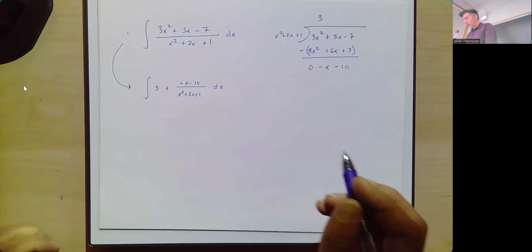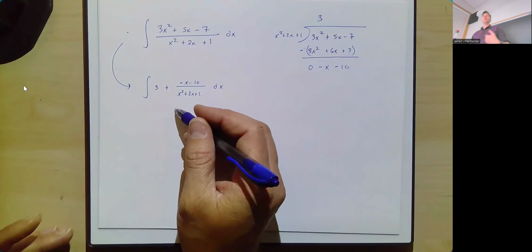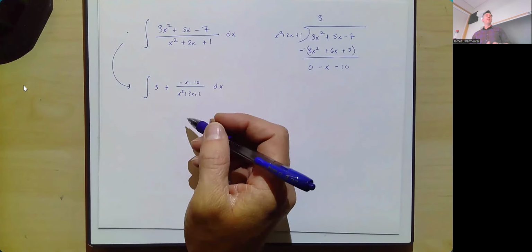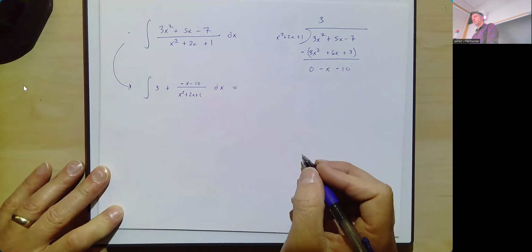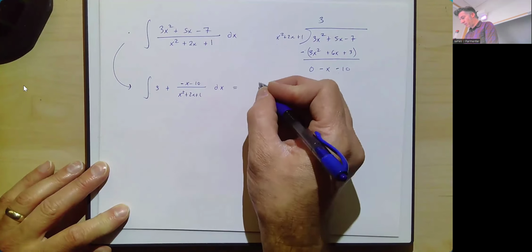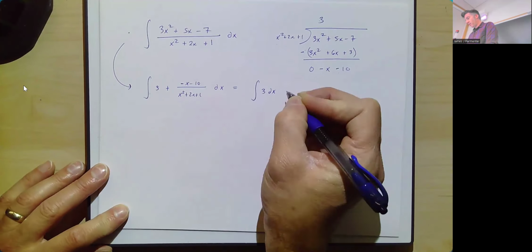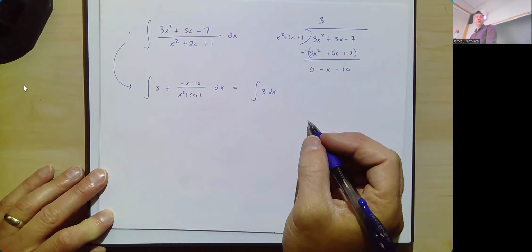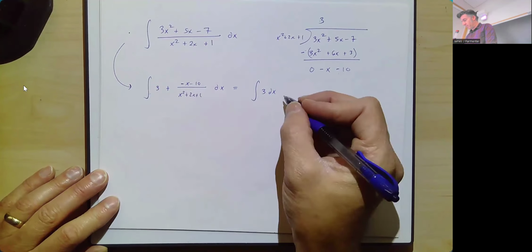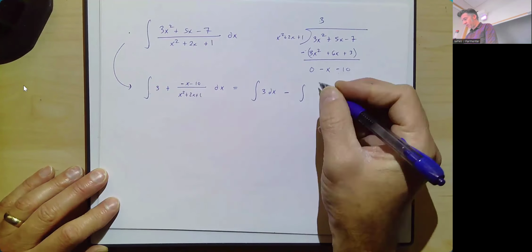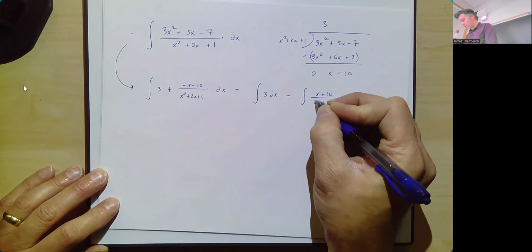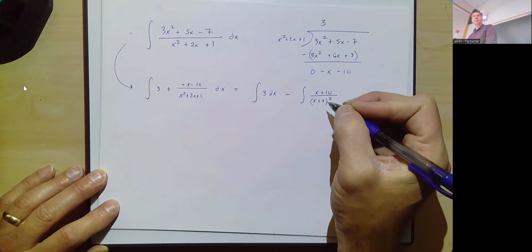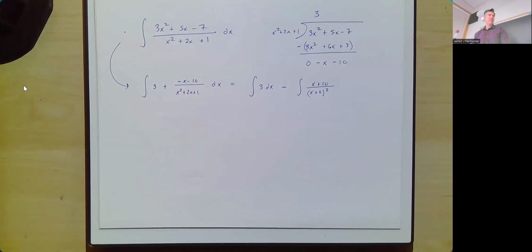So here's what I would say. This problem, we have to recognize that the denominator does factor. So I'm gonna break this up into two integrals. This is the integral of 3, and then I'm gonna factor out a minus 1 from the top and write it as minus the integral of x plus 10 over x plus 1 squared, just to not have to deal with the minus signs. And I factor the denominator.